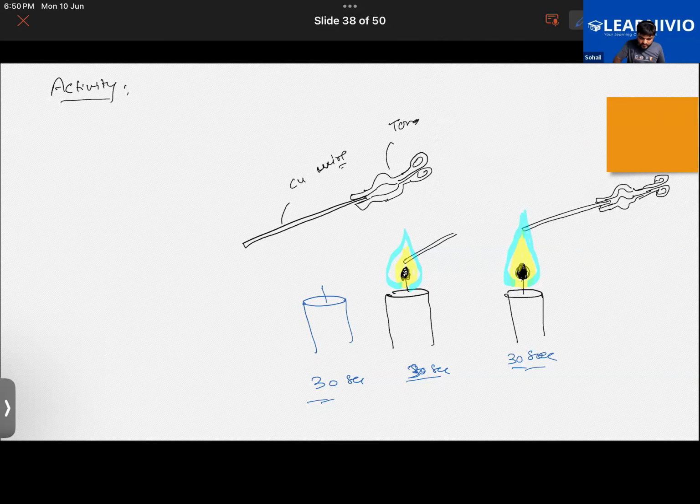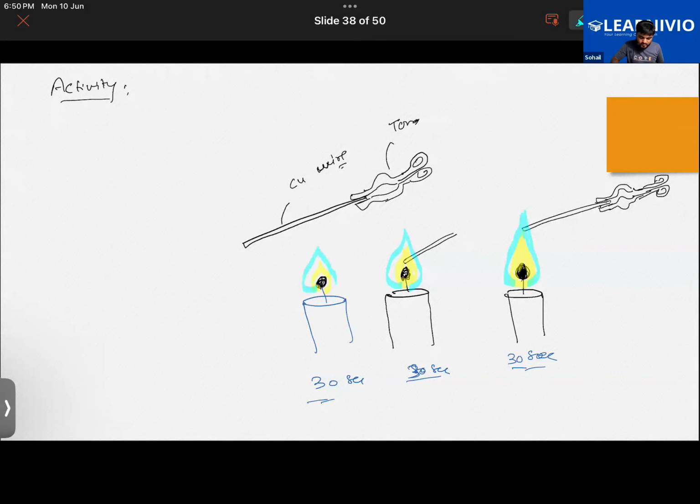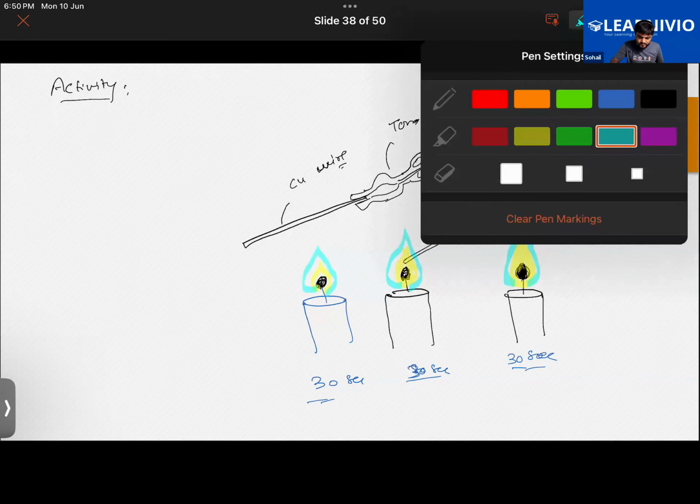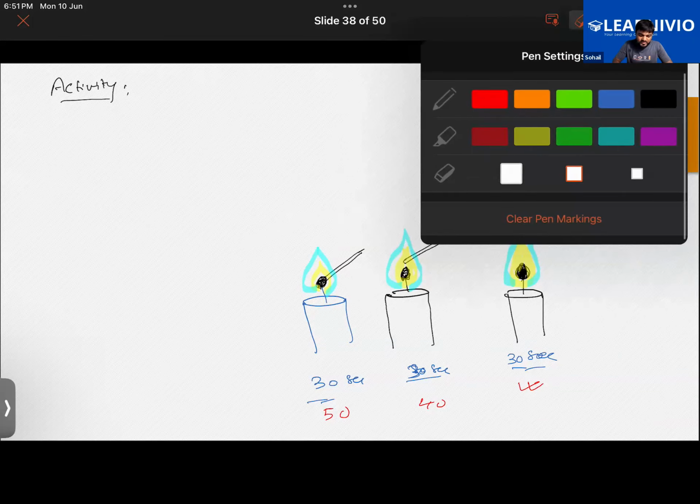And this one also you'd be holding for 30 seconds. In which one will the copper wire become red hot quickly? The outermost zone. If you were to hold it here also, it will take some time. It might take 50 seconds, it might take 40 seconds, but this one in just 30 seconds will become red hot. So this was another activity aimed to show that the outermost zone is the hottest.